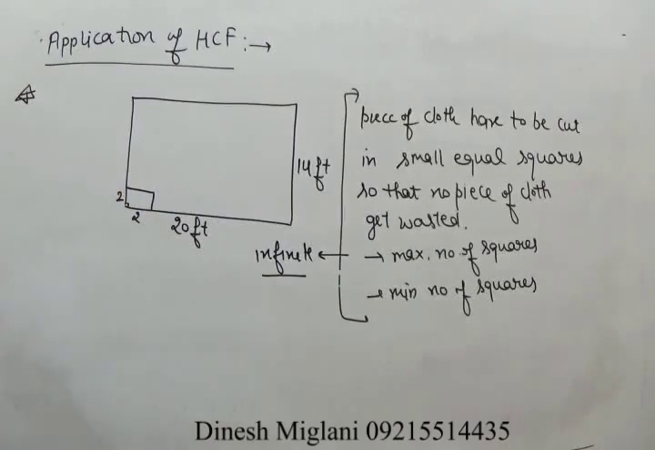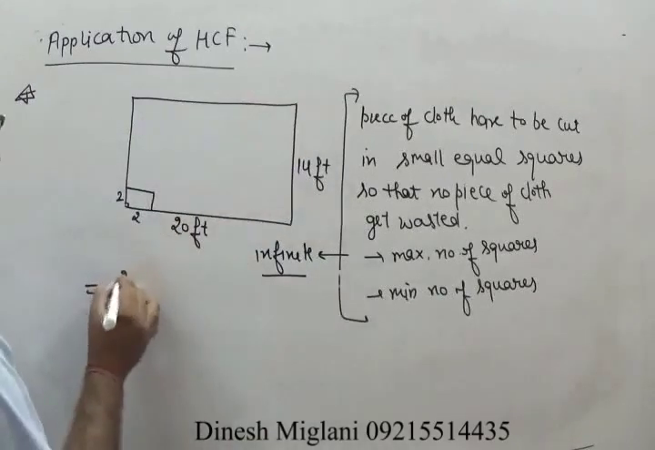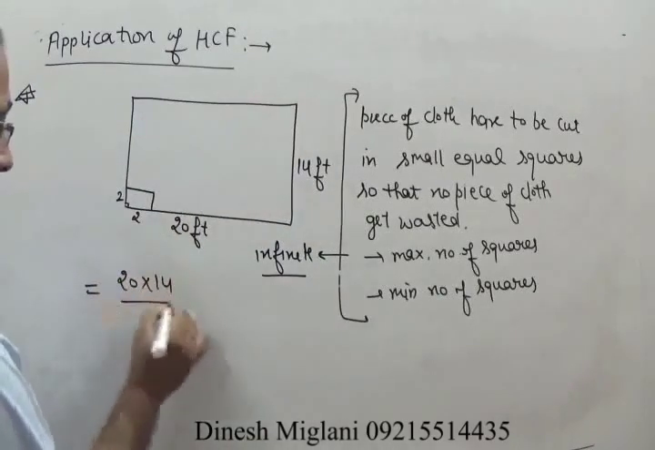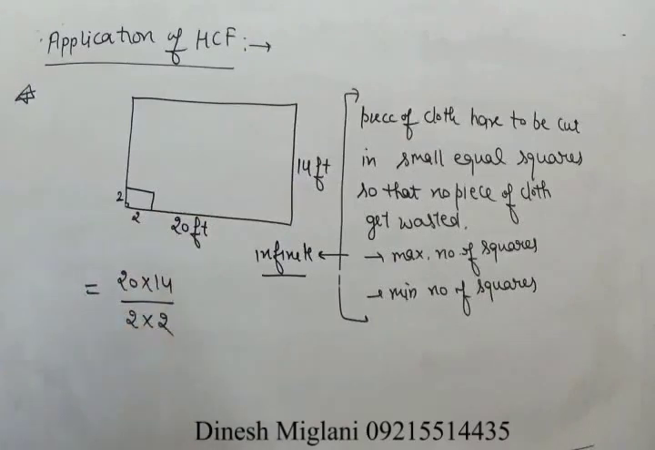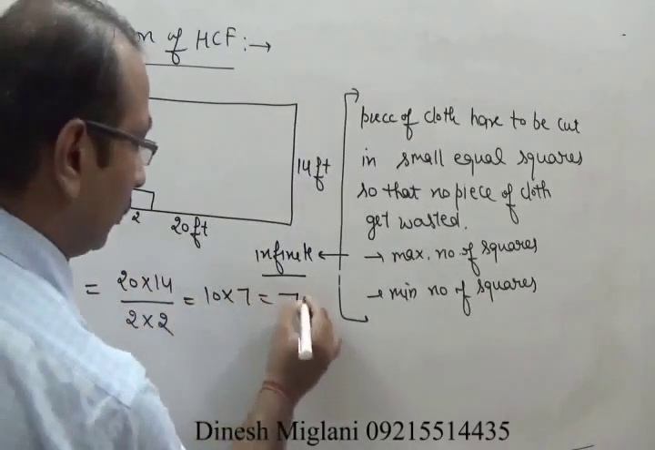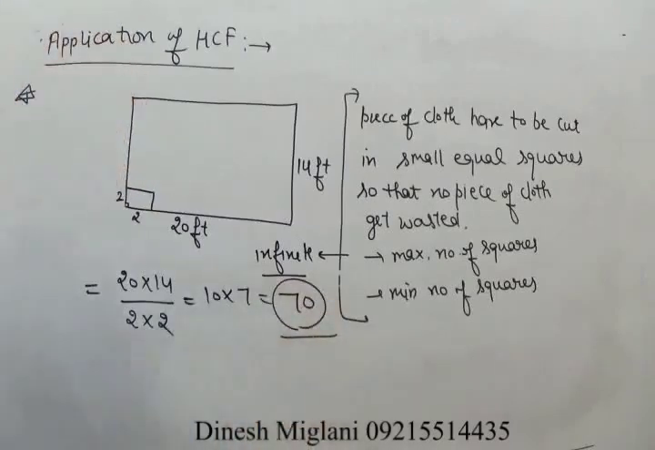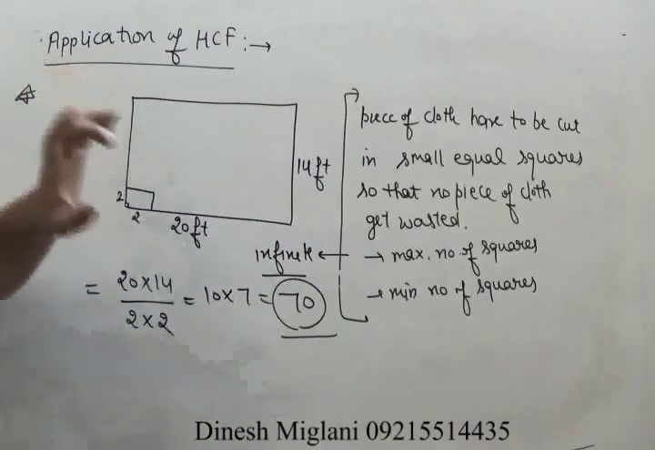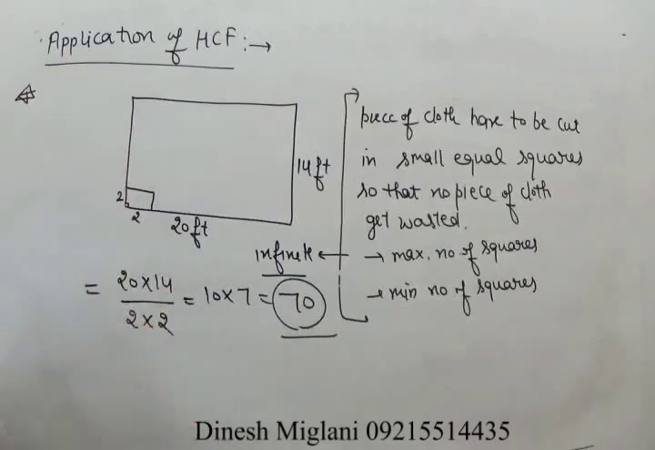Now we have two different approaches to answer it. For finding the number of squares, the first approach is to take the total area, 20 into 14, and divide by the square area, 2 into 2. You get 10 into 7, so the number of squares is 70. That is the first approach. Or secondly, the total length 20 divided by 2 gives 10, and similarly 14 divided by 2 gives 7. 10 into 7, the total number of squares is 70. That becomes your answer.